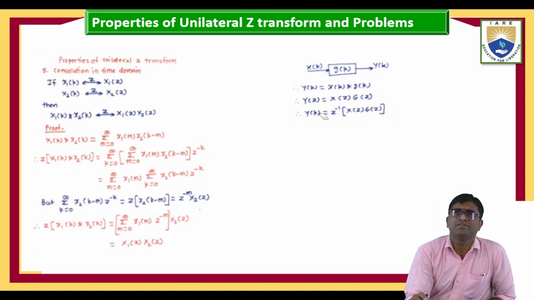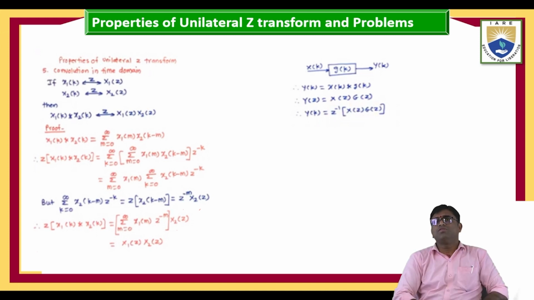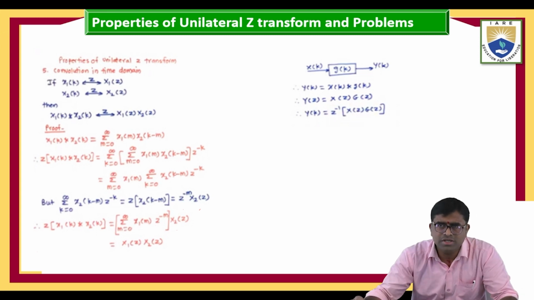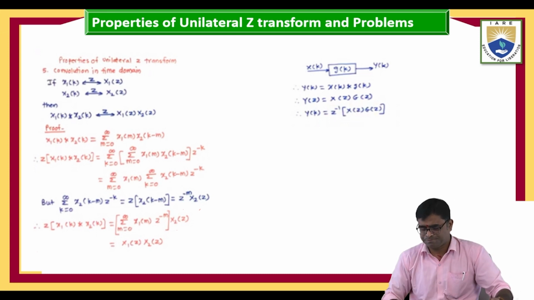What happens if you convert this again into discrete time systems? So y(k) equal to the inverse z transform of X(z) into G(z). This is the convolution property, applicable for an open loop control system, open loop plant. First of all, we convert from the time domain to the z domain. After that, we convert from the z domain to the time domain.